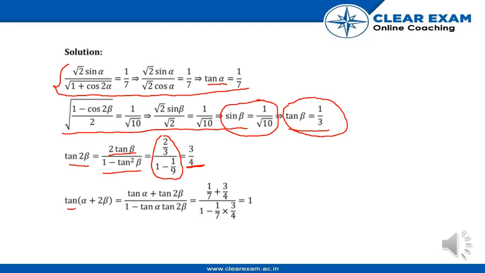Now we have to find the value of tan(α + 2β). Using the same formula, (tan α + tan 2β) upon (1 minus tan α tan 2β), we'll put the values of tan α and tan 2β which we have derived above and put them here. We will get the value as 1.